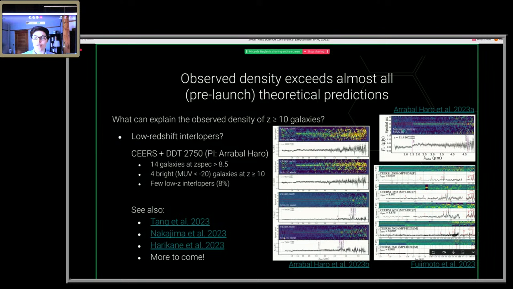So the portion of our sample that we've followed up spectroscopically so far has relatively few interlopers. And this is not just us. We're seeing spectroscopic confirmation of high redshift galaxies in JADES and GLASS and other programs. We of course would love and need to have more spectroscopic follow-up of these samples, but it does not seem to be the case that there's rampant low redshift contamination.